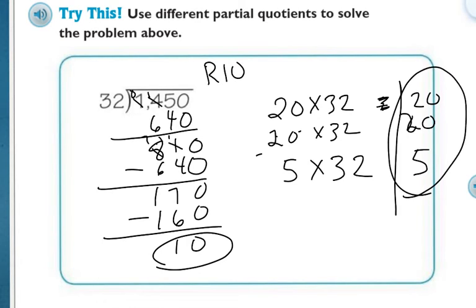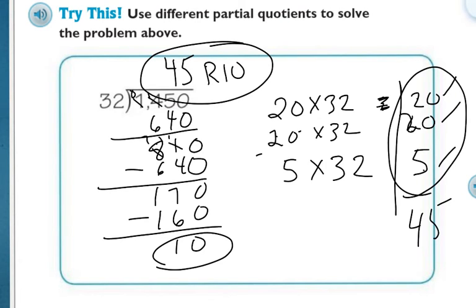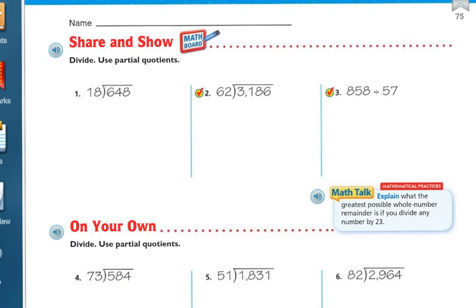And over here, I could find out how much I actually multiplied by. I multiplied by 20, and then I multiplied by 5. So 20, 45. Okay, so my answer is 45 with a remainder of 10. Okay, let's do the next 3 problems before you do your on your own.